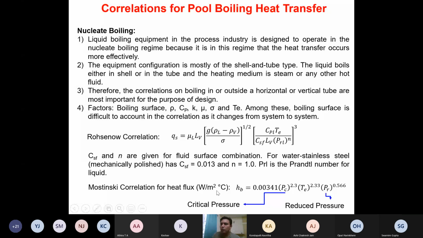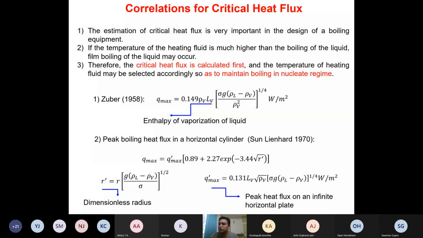Again, whenever you are designing boiling heat transfer, you want to know where the limit of pool boiling ends. Sorry, where nucleate boiling ends. That is q max, the maximum value of heat flux corresponding to the highest point in the boiling curve. We want to know that point a priori in order to design our heat transfer equipment, so that my heat transfer remains in the nucleate boiling regime, and therefore the correlation for the critical heat flux is also given.